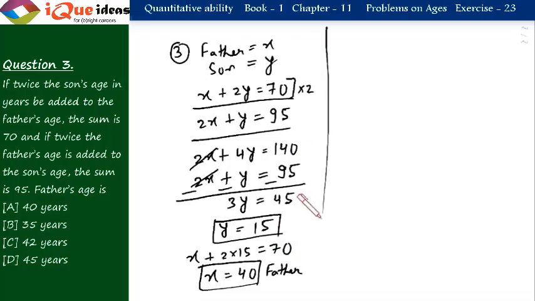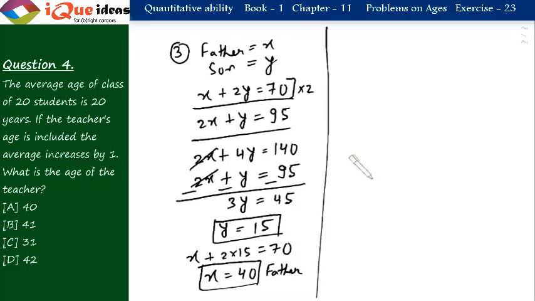Let's take up the next question, question number 4. It says the average age of the class of 20 students is 20 years. If the teacher's age is included, the average increases by 1. What is the age of the teacher? Okay. It's given that the old average, or the original average, is equal to 20 and the new average, since it increases by 1, is 21.